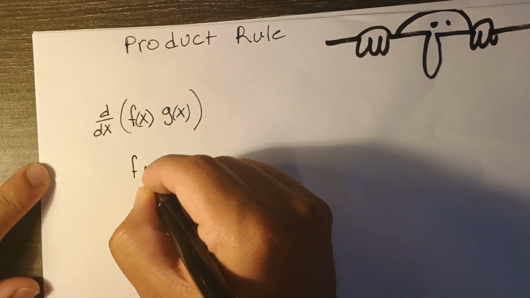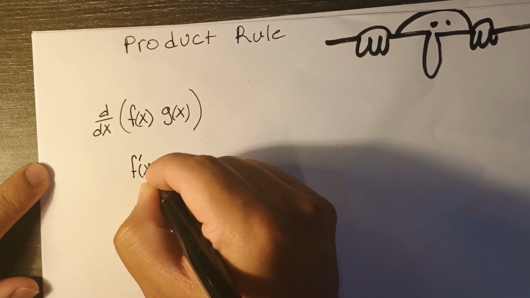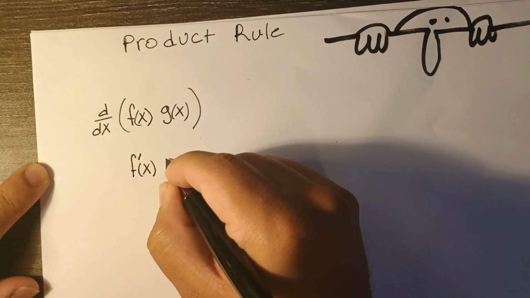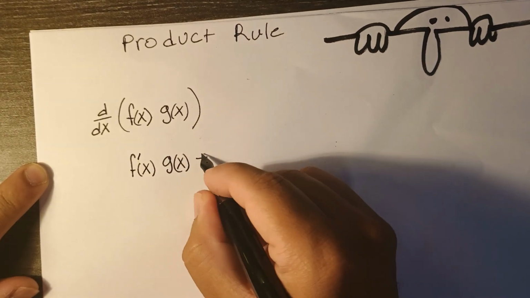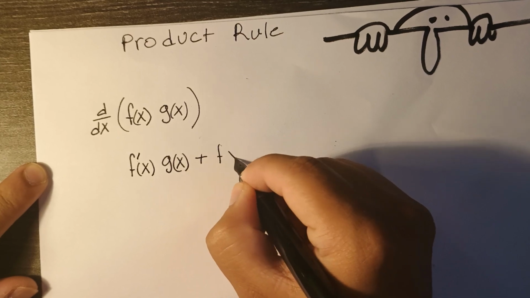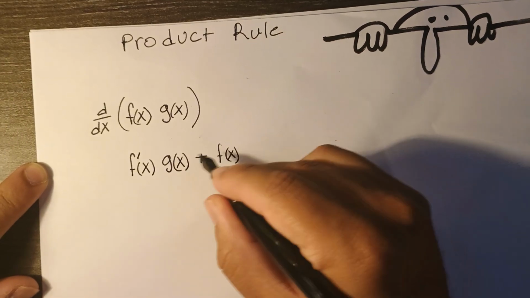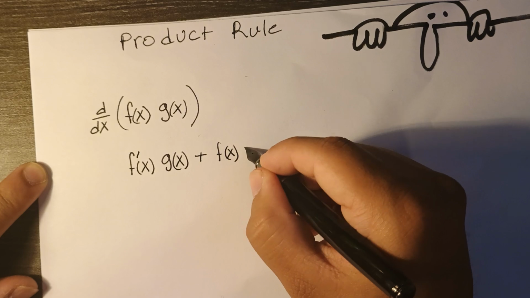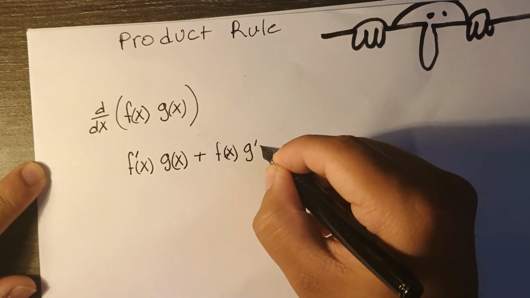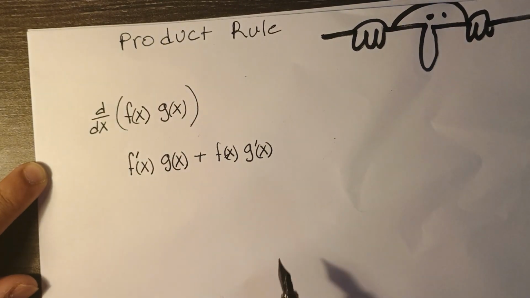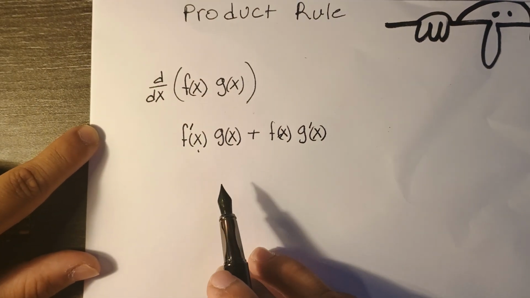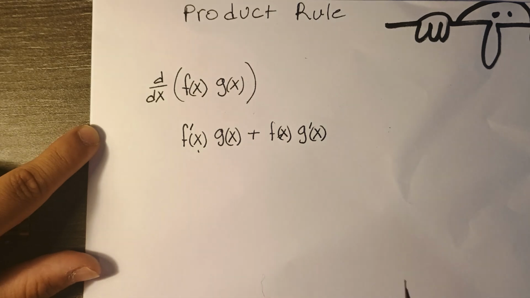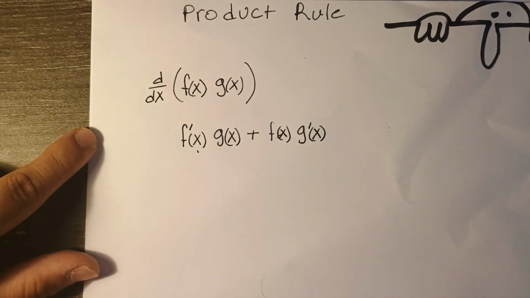We're gonna take the derivative of f of x, multiply that by this function, and add. Then we're going to leave f of x alone, and take the derivative of this and multiply it. So this is the basic formula for the product rule. And I'll be using an example to show this.